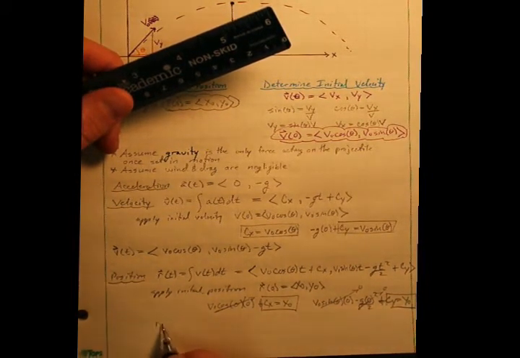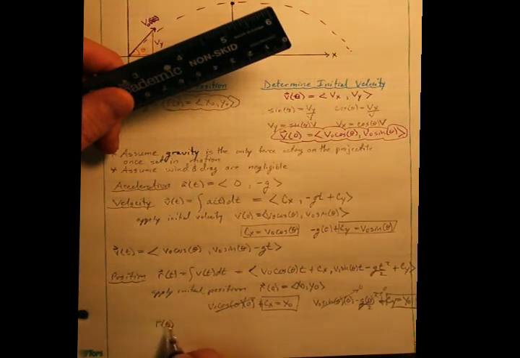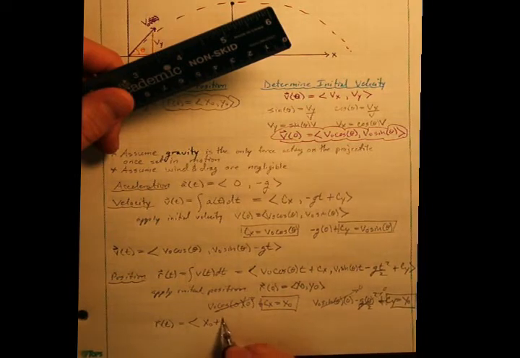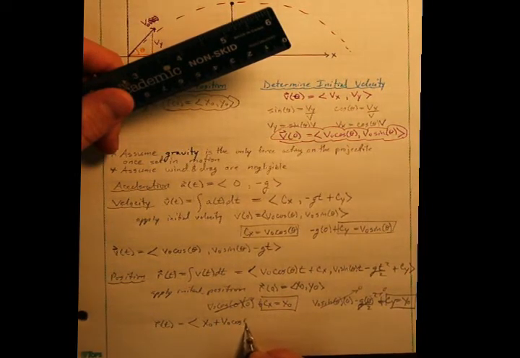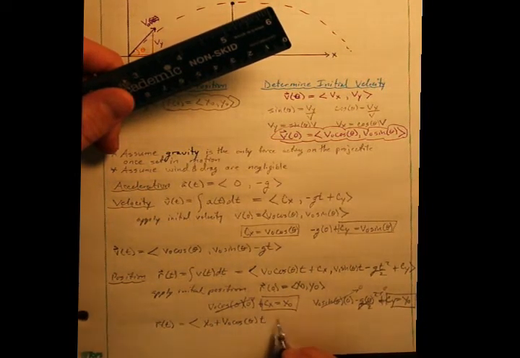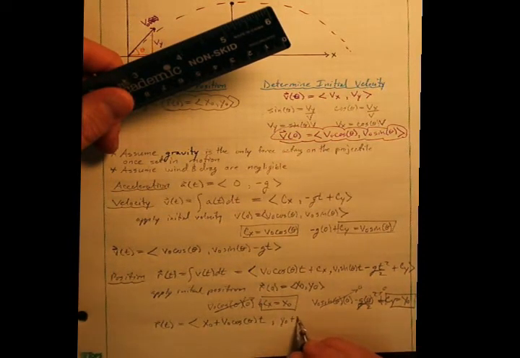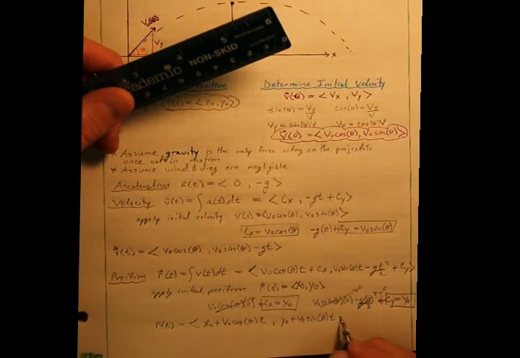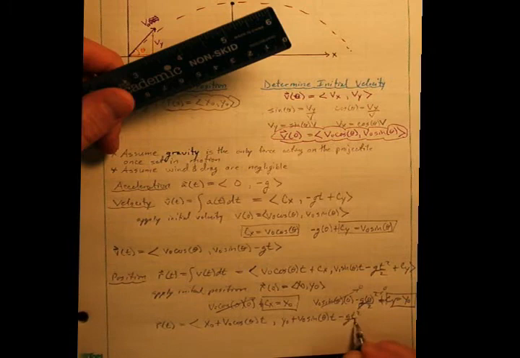So now I can conclude that my position vector is x naught plus v naught cosine theta t, y naught plus v naught sine theta t minus gt squared over 2.